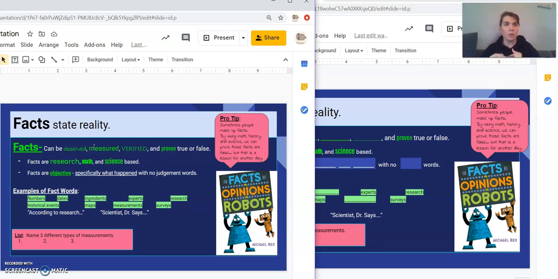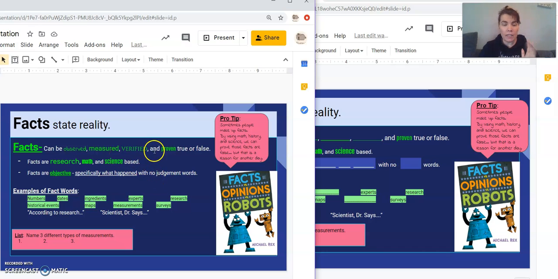So even terms like bigger, smaller, heavier, lighter could seem like opinion words because they're adjectives, but those are adjectives that can be measured. If I say one of my cats is bigger than the other, we can actually measure that to see if it's true or false. Okay, so facts can be observed, measured, verified, and proven true.